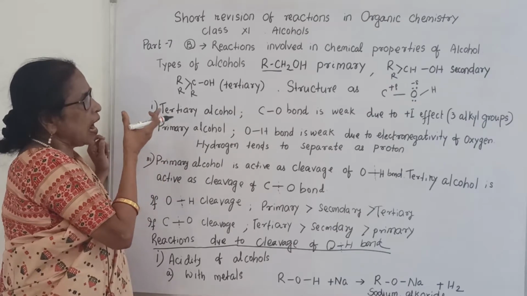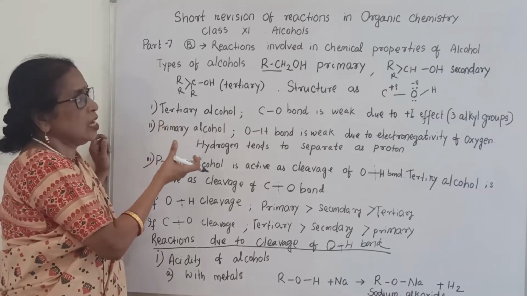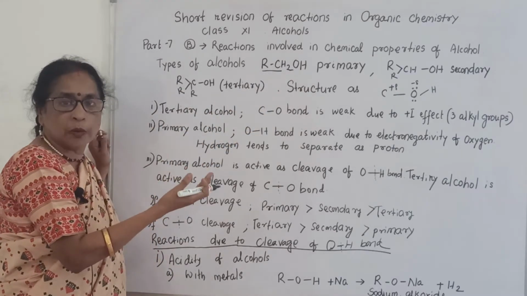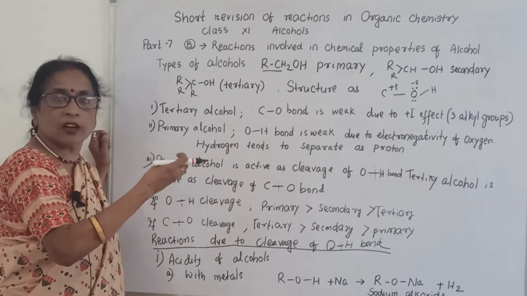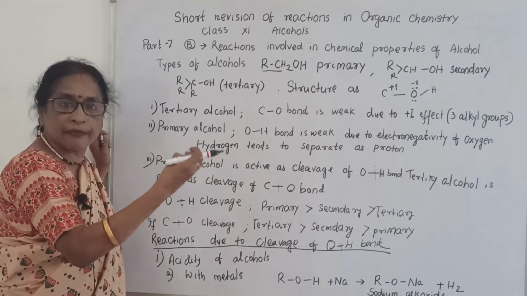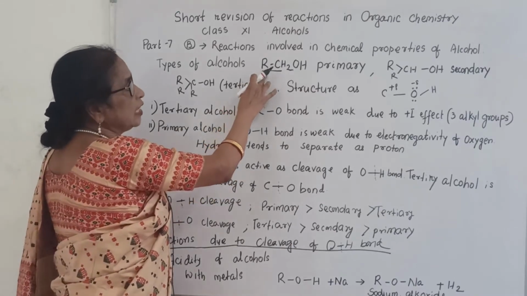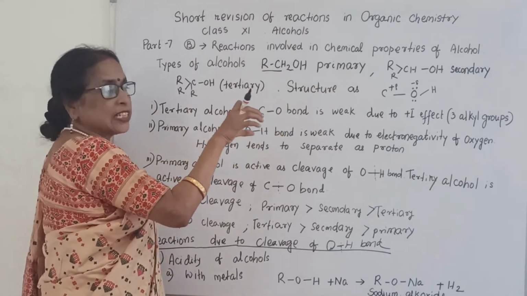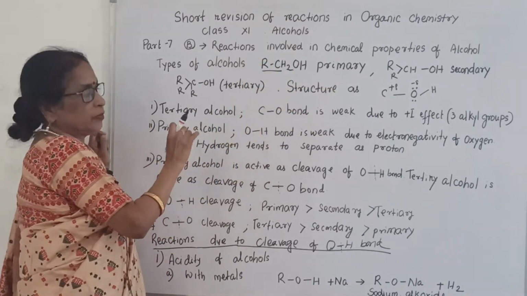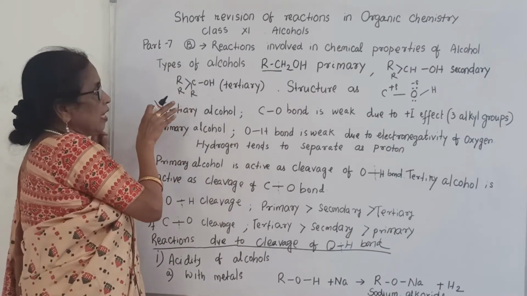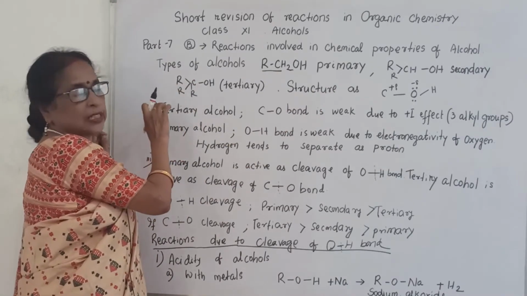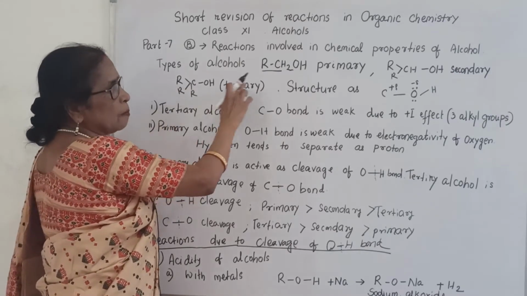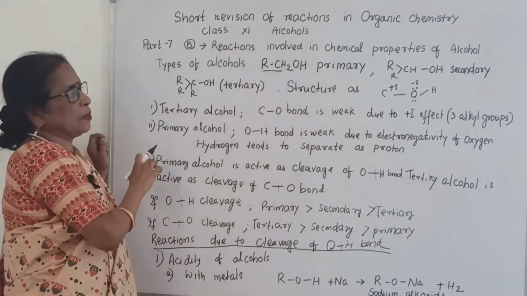Now then how active are they? In primary alcohol, one alkyl group. What is an alkyl group? Alkyl group is electron releasing, plus I effect. So here electrons are released towards this carbon, and here two alkyl groups are releasing electrons towards that carbon. Here three alkyl groups release electrons towards this carbon. That means the plus I effect is much greater in tertiary than in secondary and primary.